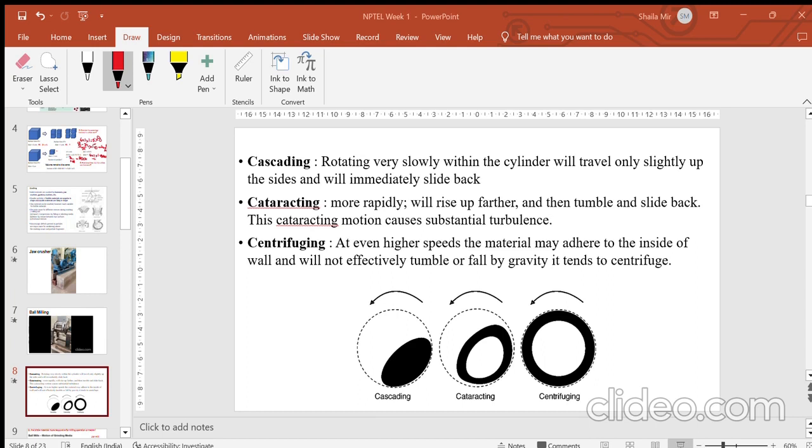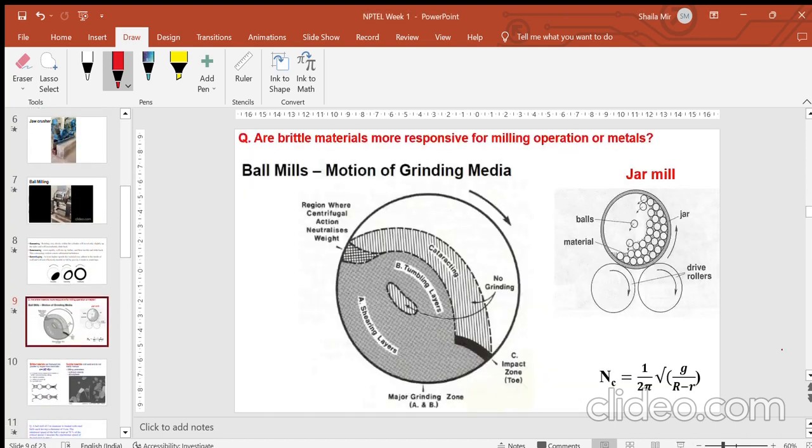Now, there's a question. Are brittle materials more responsive to milling, or are metals more responsive to milling operations? What is your opinion: if you are going for a crushing or milling action for a brittle material and for a metallic material, which will have more response?